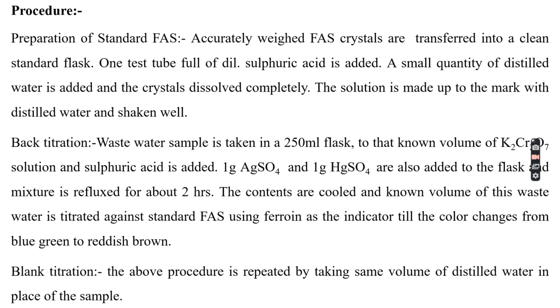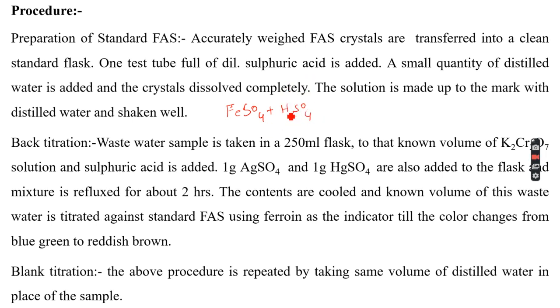See, first we have to prepare a standard ferrous ammonium sulfate. For that purpose, we use ferrous ammonium sulfate crystals transferred into a 250 ml standard flask. Usually, we take 2.5 gram of ferrous ammonium sulfate to prepare 250 ml solution. Before adding water, we have to introduce 1 test tube full of sulfuric acid to prevent hydrolysis. Otherwise, this ferrous sulfate would combine with the sulfuric acid, forming ferrous sulfate.